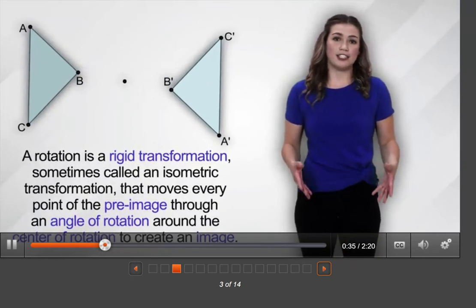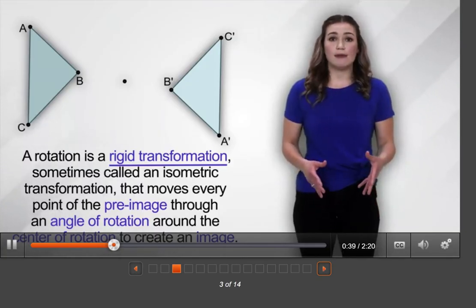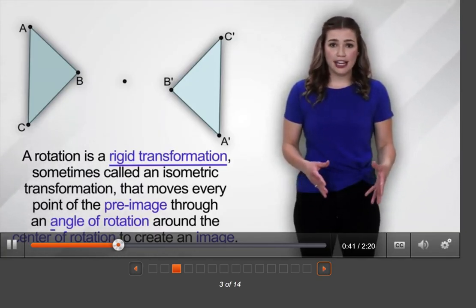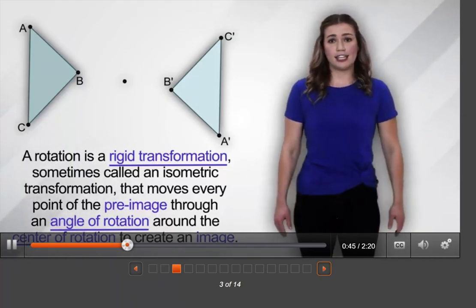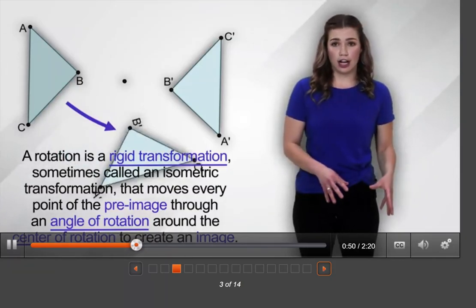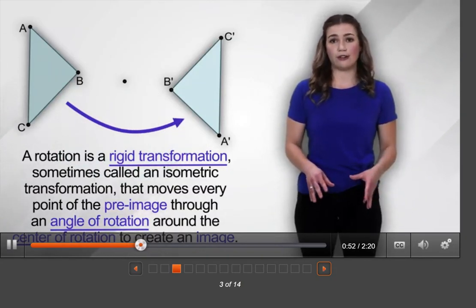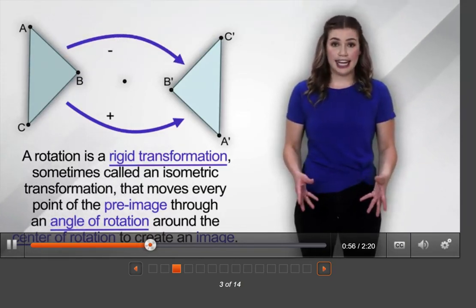You can think about a rotation as a rigid transformation, sometimes called an isometric transformation, that moves every point of the pre-image through an angle of rotation around the center of rotation to create an image. The points move in a circular direction. When angles of rotations are counterclockwise from the center of rotation, the angle is positive. Now, if the figure is rotated clockwise, the angle of rotation is negative.